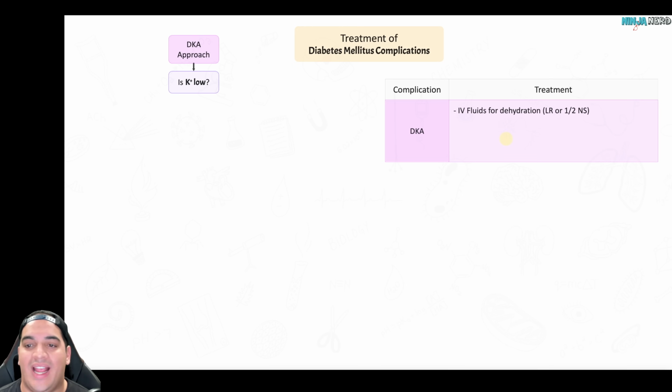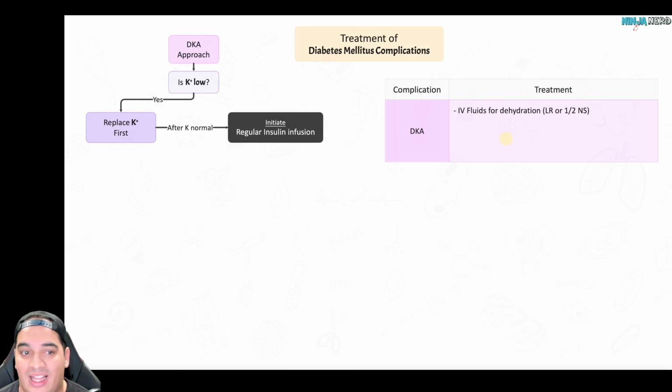The reason why is you can't start the insulin infusion unless their potassium is normal. So if I check it and the potassium is low, give them potassium first, replace that. Then after the potassium is normalized, you can go ahead and initiate an insulin infusion. And again, the type of insulin is not going to be the rapid acting. It's not going to be the intermediate, the long acting.